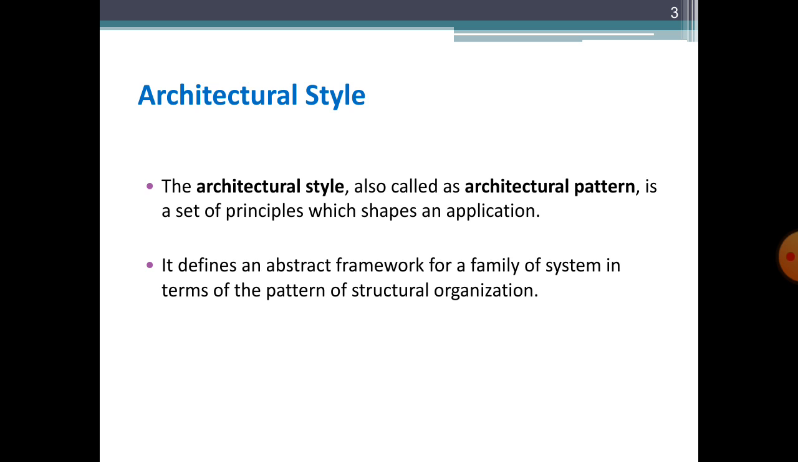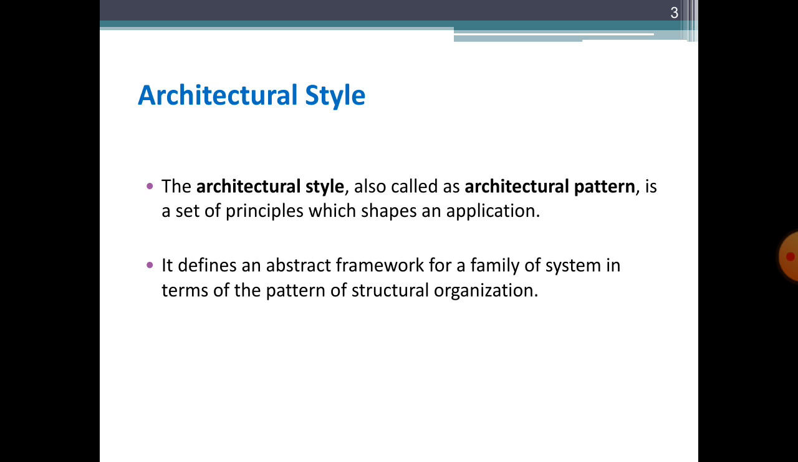So first of all, what are architectural styles? Architectural styles are also called architectural patterns, which are a set of different principles which shape an application. The idea of patterns, as a way of presenting, sharing and reusing knowledge about software systems, is now widely used. Architectural patterns were proposed in the 1990s under the name architecture styles. That's why architectural styles are also called architectural patterns.